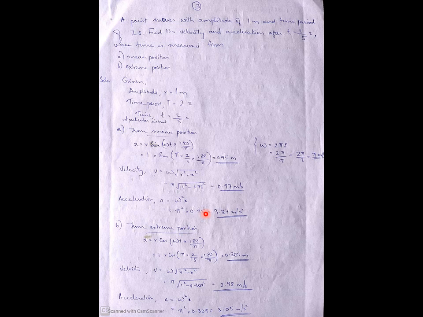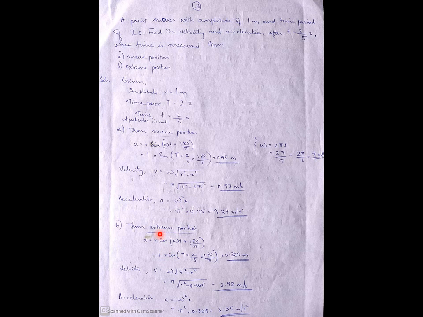So you will be having a doubt whether to use omega square x or omega square r. If it is the maximum acceleration, it is omega square r. But here we are told to find the velocity and acceleration after t equal to 2 by 5 seconds. That is at a particular time, it is given by a equal to omega square x. When it is asked to calculate the maximum acceleration, then only use the amplitude value, omega square r.